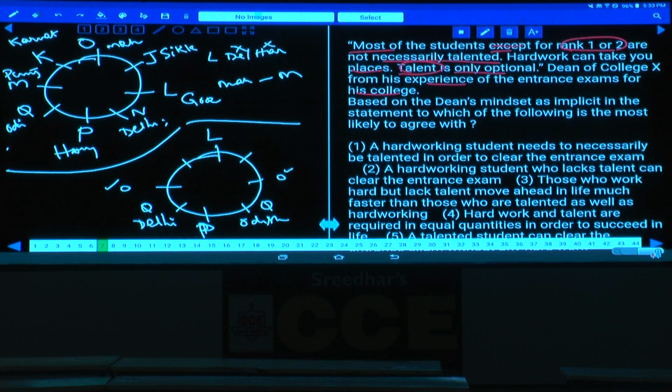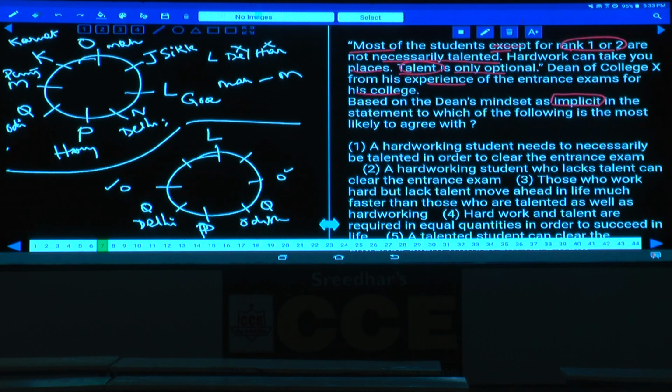Now, while making this statement, based on the Dean's mindset, as implicit. Implicit means, what do you mean by this one? Implicit is the word that will be used in which type of critical reasoning questions? Only in the case of assumptions. Implicit means the hidden meaning of this one. What was there in this Dean's mind before making this statement? Hence, whenever you find implicit, that is nothing but an assumption type of question. Clear now? Then what is the assumption of this Dean? Yes, tell me what is the assumption of this Dean here?